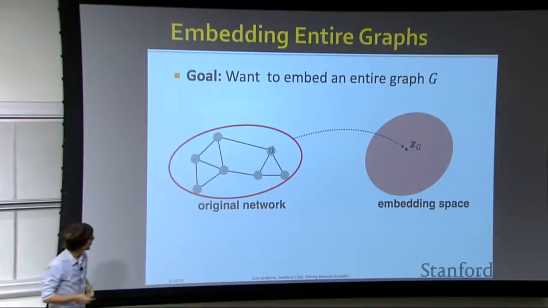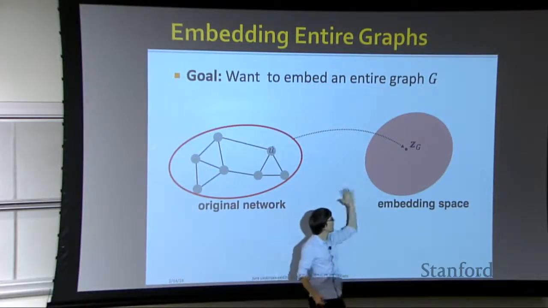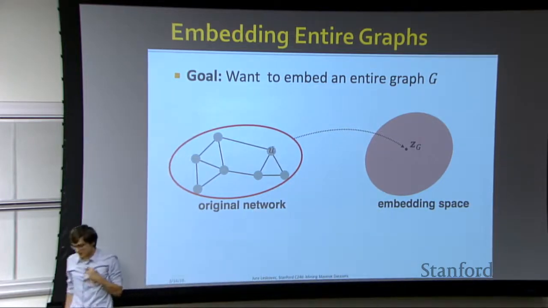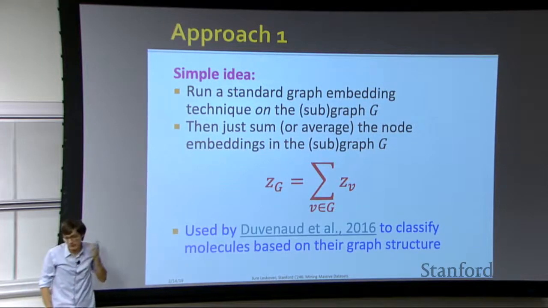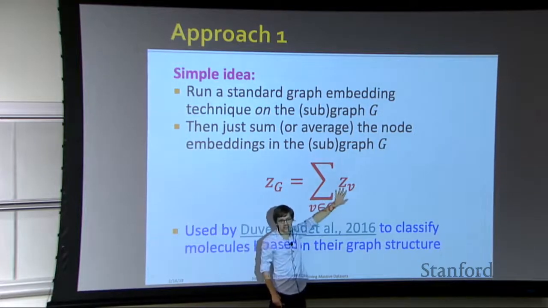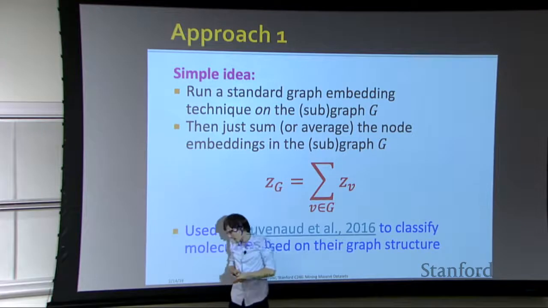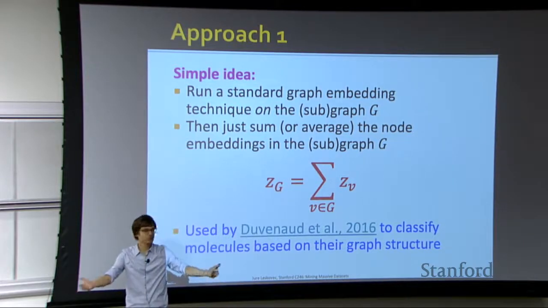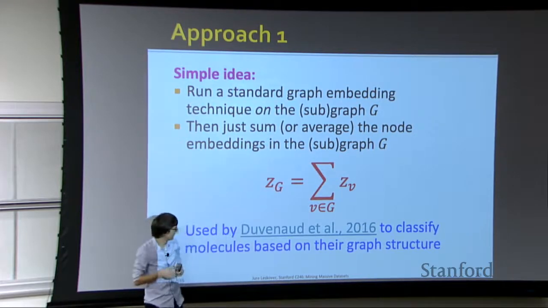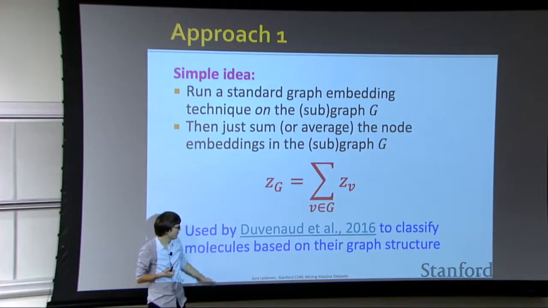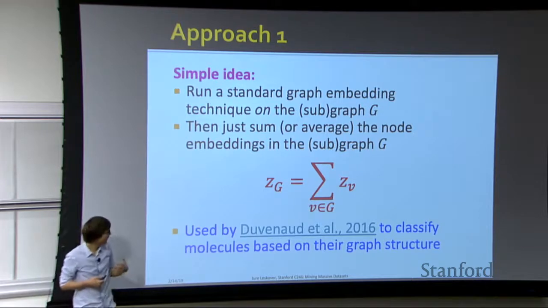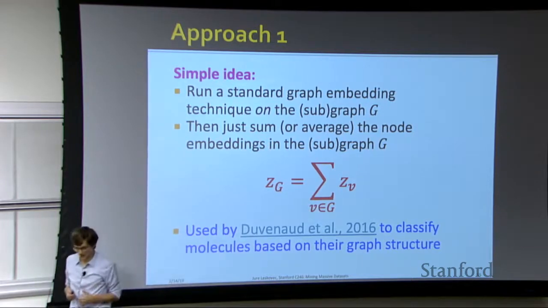So how do you do this? What we want to do is take the original network and embed it into the embedding space, the entire graph, not just one node. There are two ideas. The first idea that people have used, and surprisingly it works, you say the embedding of the graph is simply the sum of the embeddings of the nodes. I'll take the graph, figure out the coordinates of all the nodes, and then just sum those coordinates up, and that's the embedding of the graph. This was actually used quite successfully a few years ago to classify molecules based on the graph structure. A very naive way, but people do this a lot and it works.